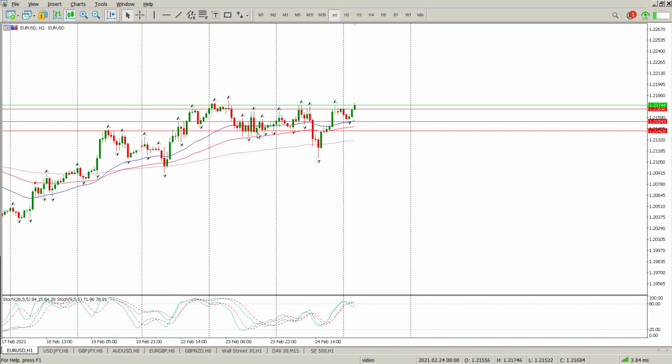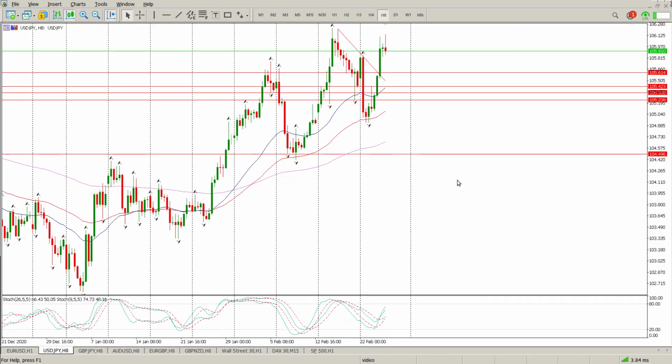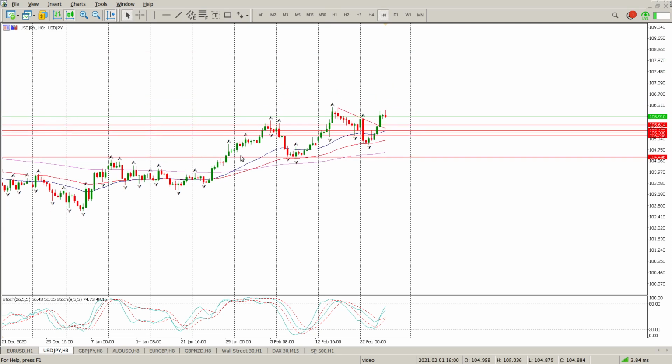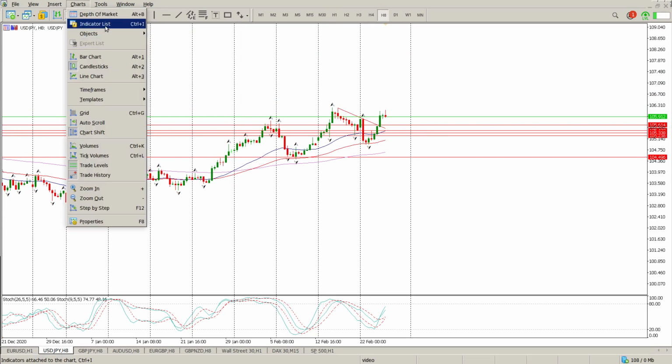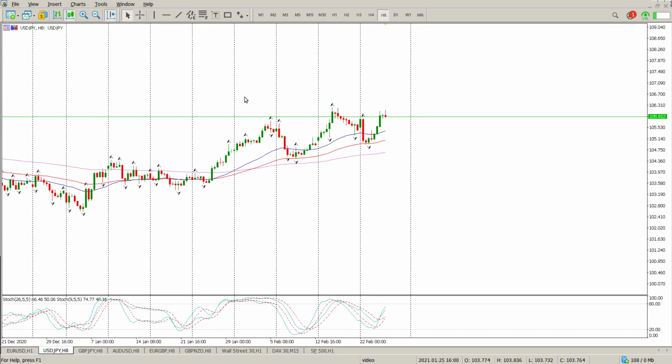Logical targets at the moment is pretty much this consolidation up. So that would be 122,300 at the moment. US dollar, Japanese yen, kind of all over the place at the moment. I think let's just get rid of all this noise because it's just confusing us.